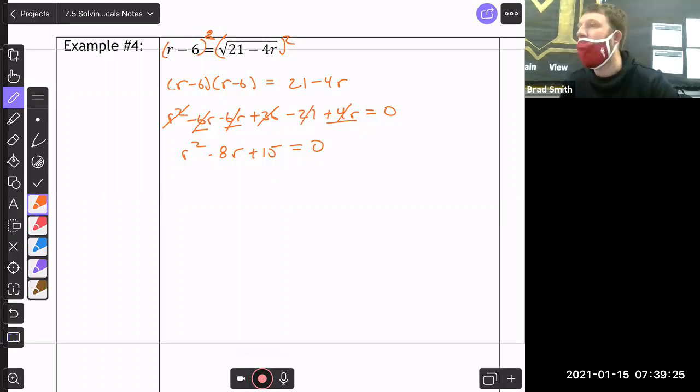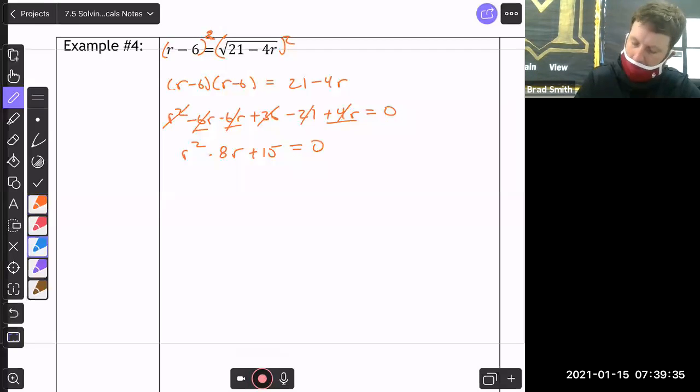Wait, I thought it was minus 4r. I moved it to the other side. Oh, yeah. So that's why it becomes a minus 21 and a plus 4r. All right, now we can factor this. So what factors of 15 give you negative 8?